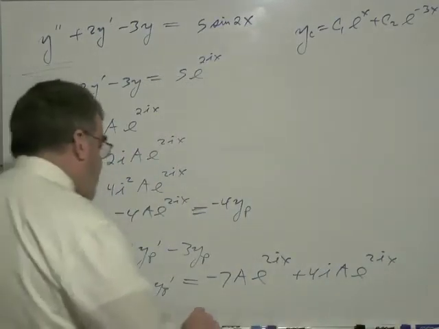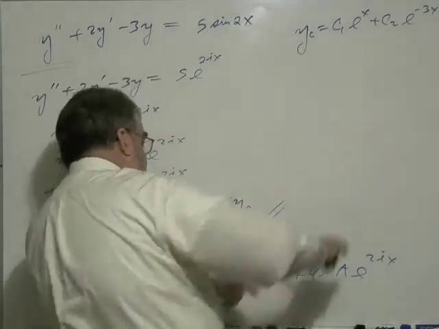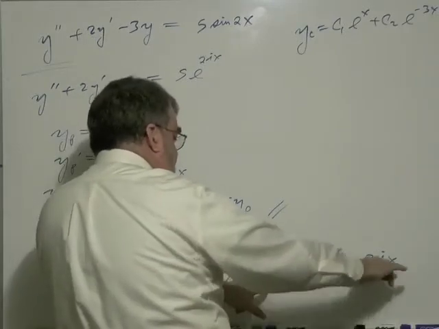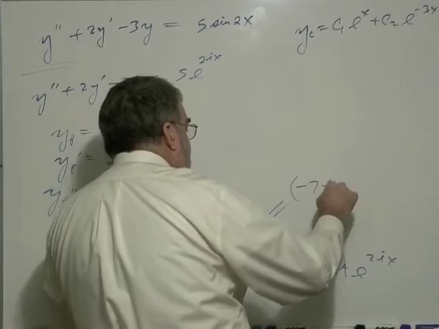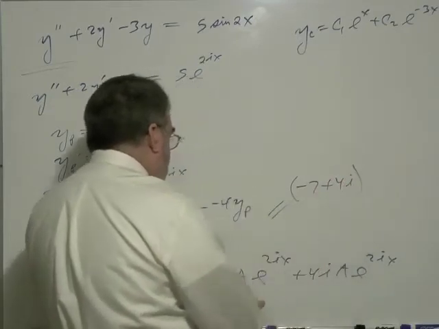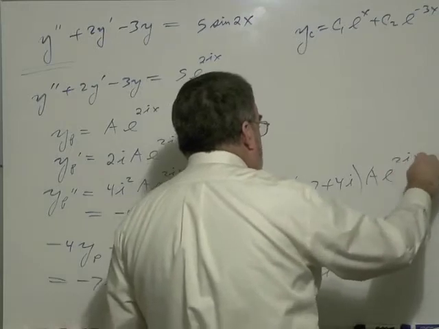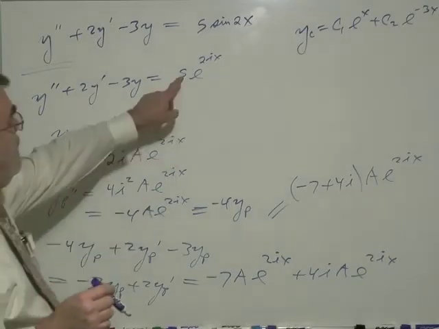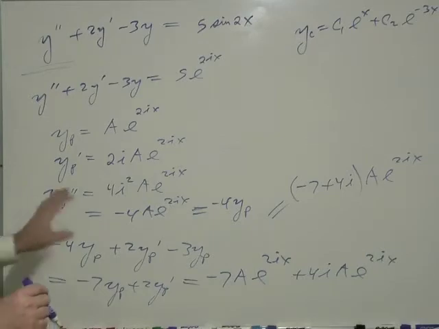And that equals, let me write it up here, so I'm going to jump up to here. When I combine these, I'll pull out the a e to the 2ix, and I have minus 7 plus 4i, rather. Minus 7 plus 4i, a e to the 2ix. Okay, now that is supposed to equal 5 e to the 2ix. So let me do a little erasing here.